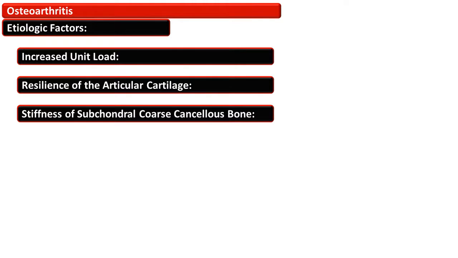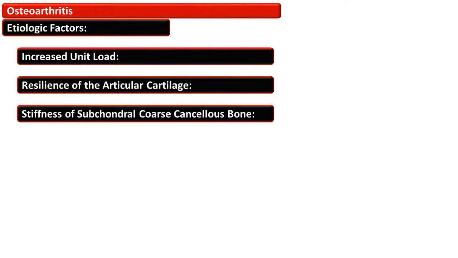So the etiological factors for osteoarthritis are increased unit load, resilience of the articular cartilage, and stiffness of the subchondral coarse cancellous bone. There are many reasons for this increased unit load. One of the important causes is congenital hip dysplasia, in which the socket of the acetabulum is shallow. It covers only 35% of the femoral head, while 50% of the femoral head is covered normally. So if less area is covered by articular cartilage, it increases the unit load on the joint articular cartilage, and hence there is chondrocyte death and the articular cartilage is degraded.